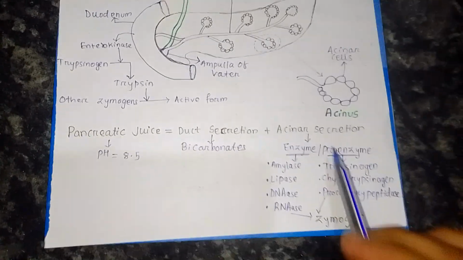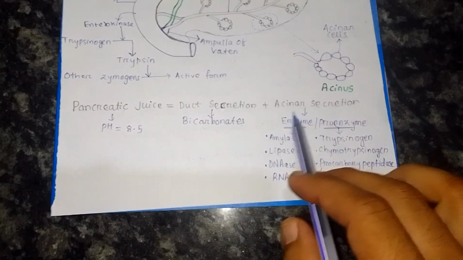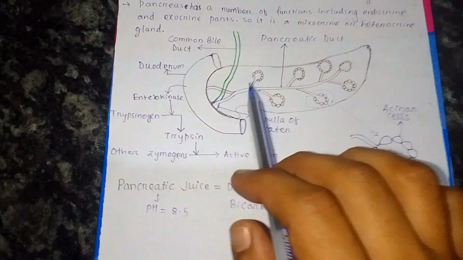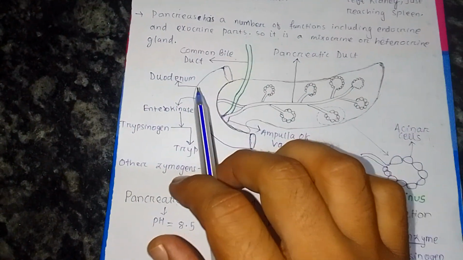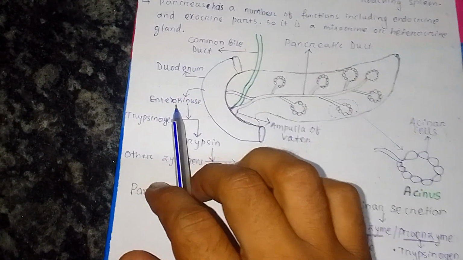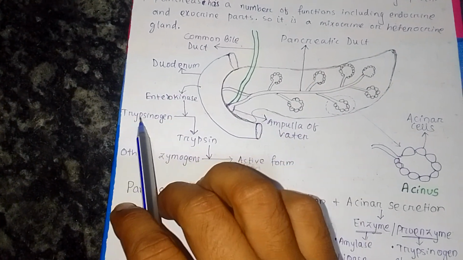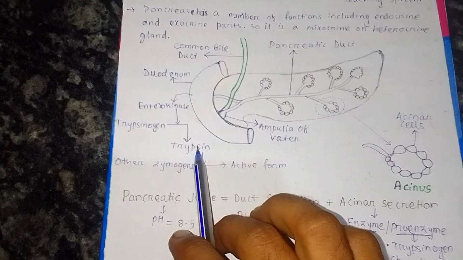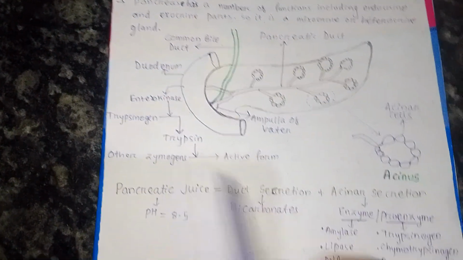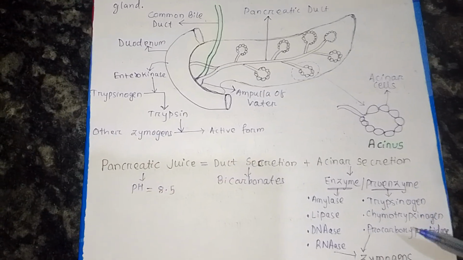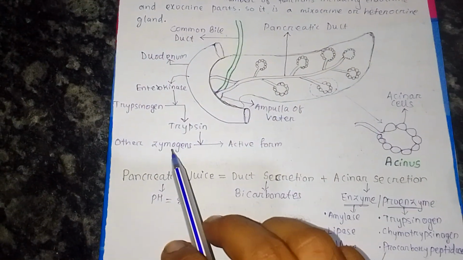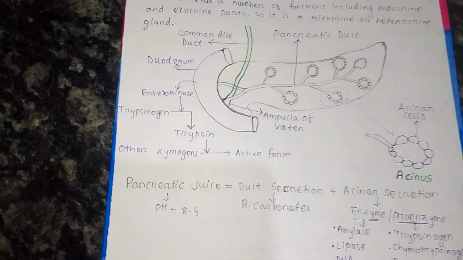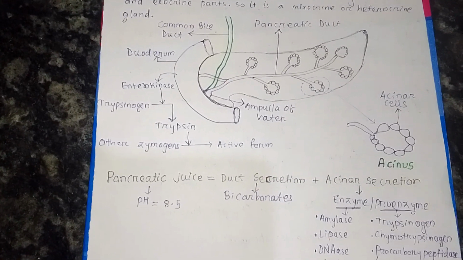And the enzymes of the pancreas are known as the zymogens. See, there is another hormone released by the duodenum. This is known as the enterokinase. This enterokinase converts inactive trypsinogen into active trypsin, and the active trypsin converts other zymogens like procarboxypeptidase, chymotrypsinogen, into active form, which help in carbohydrate, fat, protein, DNA, RNA metabolism.